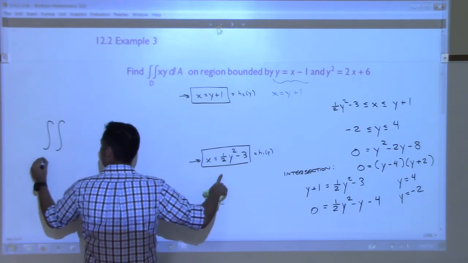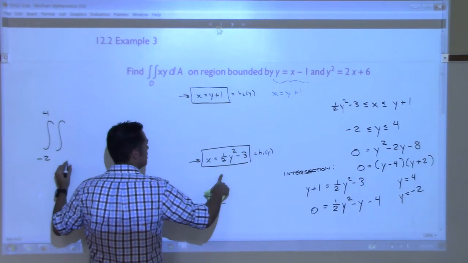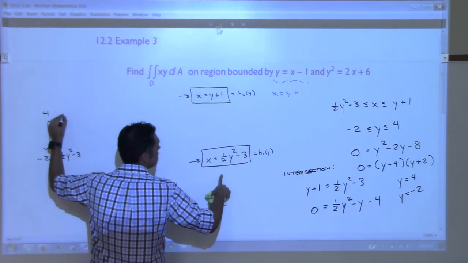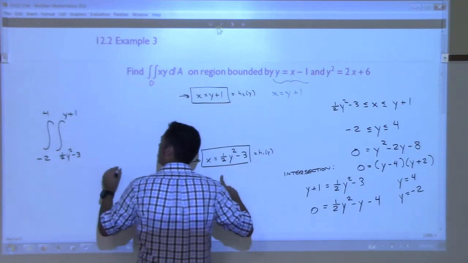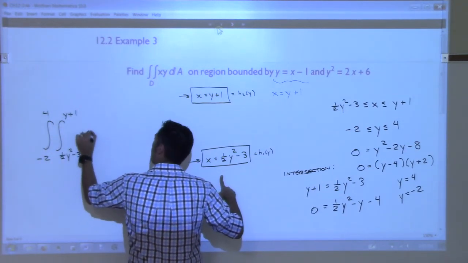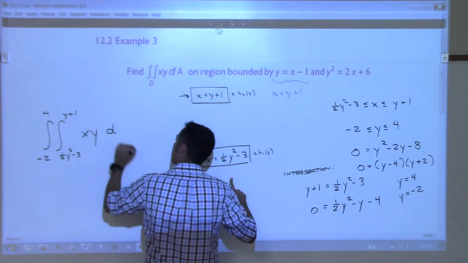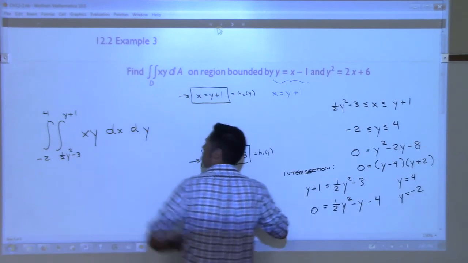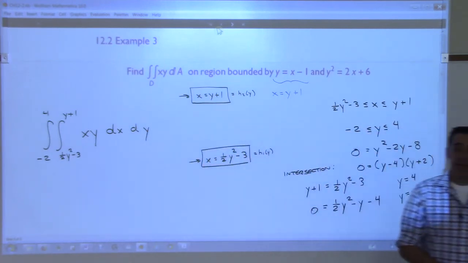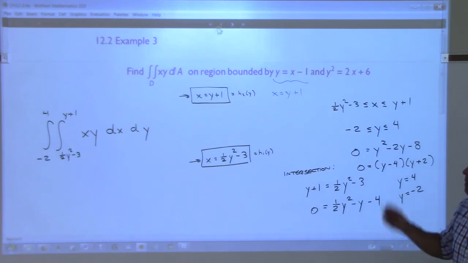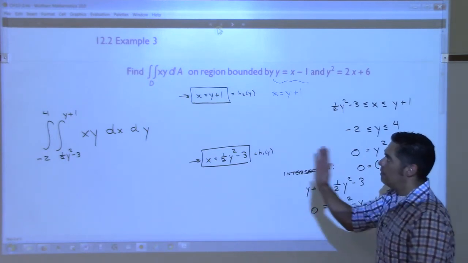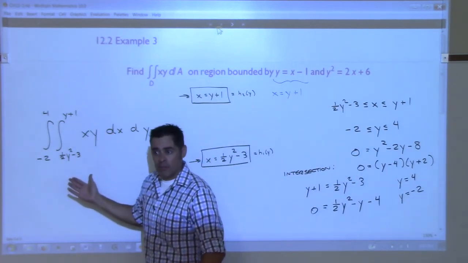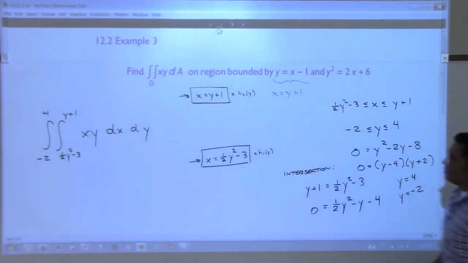Negative 2 to 4. And then half y squared minus 3 to y plus 1 on top. We're integrating x times y, dx dy. There you go. So it's the left boundary to the right boundary? Yes, left to right, left to right. All right, and that would be it.